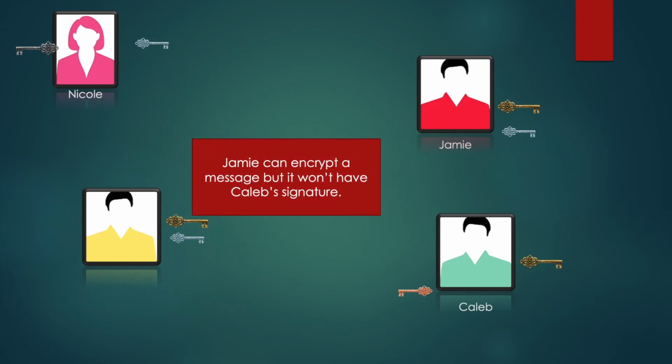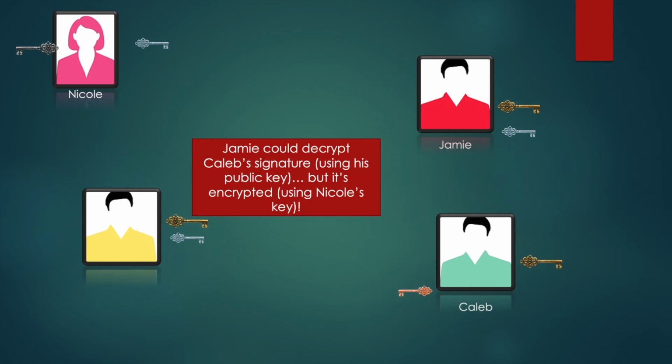Now, Jamie can encrypt a message, but it won't have Caleb's signature on it. And Jamie could, in theory, decrypt Caleb's signature using Caleb's public key, but it's encrypted using Nicole's key. So this method enables secure communication between Caleb and Nicole using a set of public and private keys.